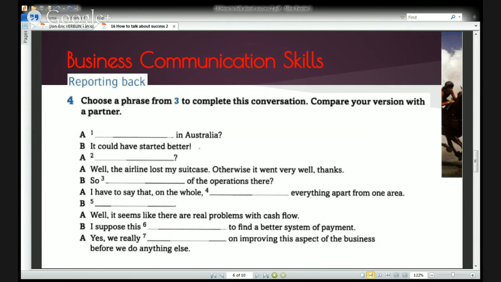So I'm going to go around the room, starting with Angelica and Anton. I'd like you to try to do the first set of A and B for us. Okay, we're having a business meeting. Angelica, you're A. How was in Australia? How was what, Angelica? You're missing a word. How was your trip? Okay, or you could also say, how was it? So just it. How was it in Australia? Yes. That's it. And Anton? It could have started better.